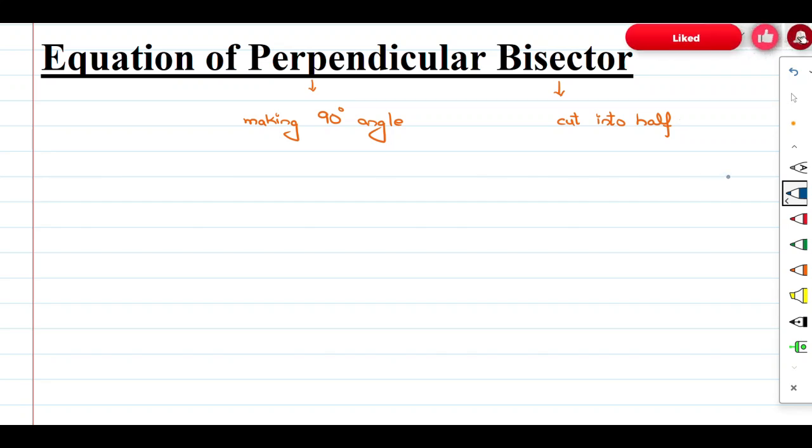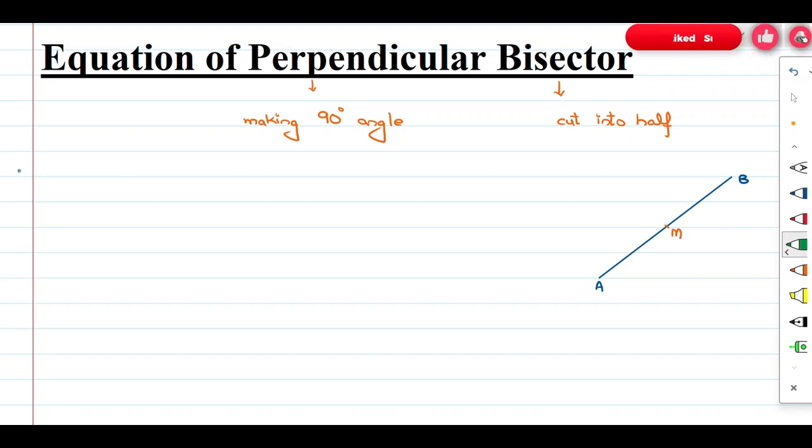So if I have a line AB, let's suppose this is my line AB, this point is A and this point is B, and the question is to figure out the equation of the perpendicular bisector of AB. Perpendicular means that line must make an angle of 90 degrees, and bisector means it cuts into half, right? Half means we need to figure out the midpoint of the line AB. That is my first step, right?